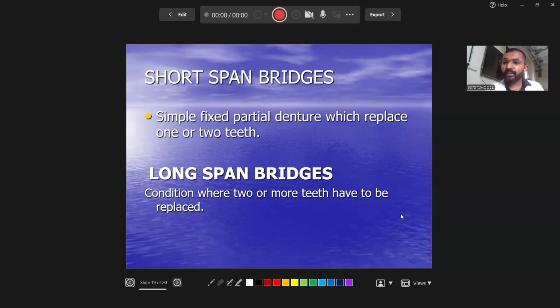So this is all about the entire classification of the fixed partial denture. Concluding again, we can say it can be divided into fixed type, fixed mobile type, cantilever type, spring type, and adhesive type. Based on location, if it is involving the canine, it's called complex; if it is not involving the canine, it's called simple in nature. Based on the number of teeth, it can be short span FPD and long span FPD.